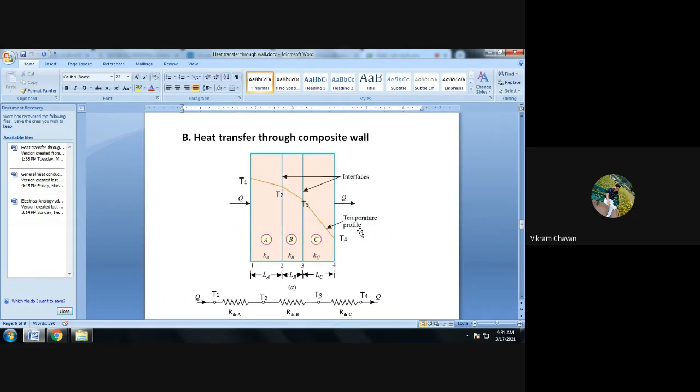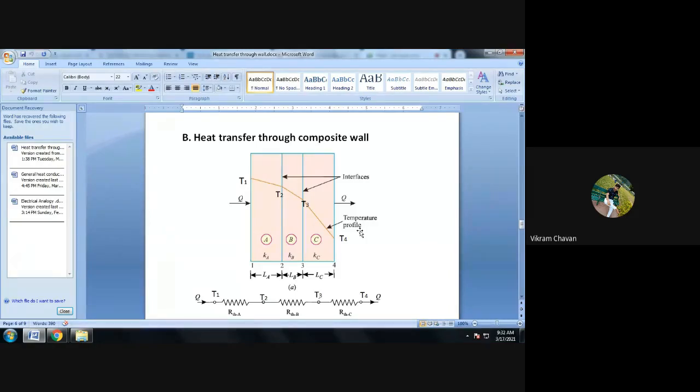Now, why are these composite walls used? I have told you some applications: cold storages, petrochemical tanks, furnaces. In cold storage, what is required? The requirement of the cold storage is that less heat should enter the chamber. For that reason, more insulation should be provided to the compartment wall.